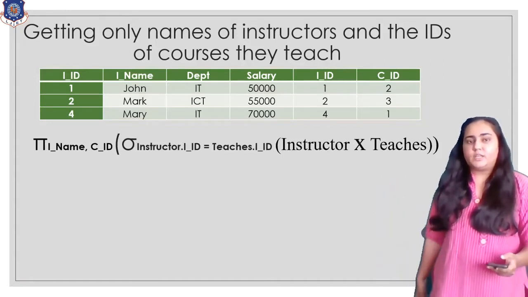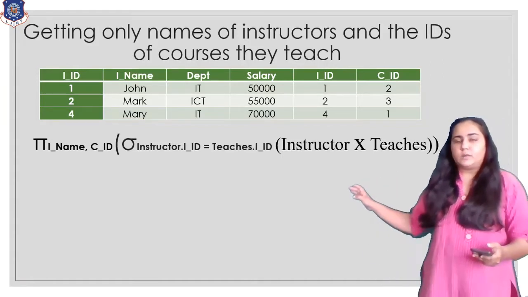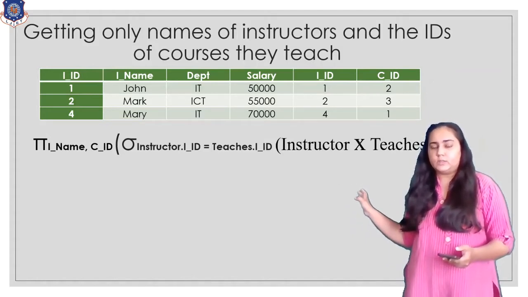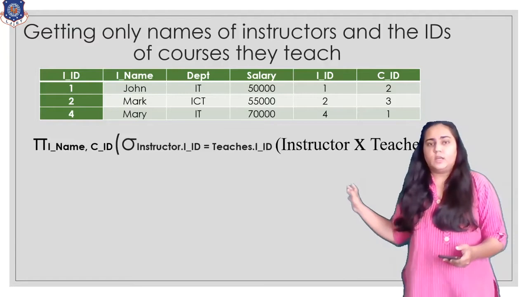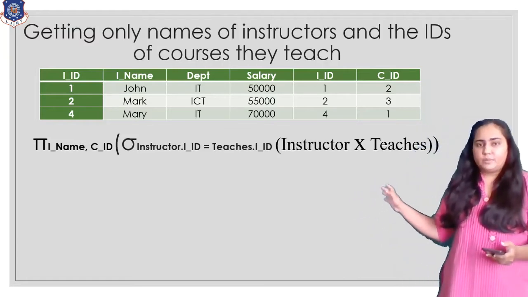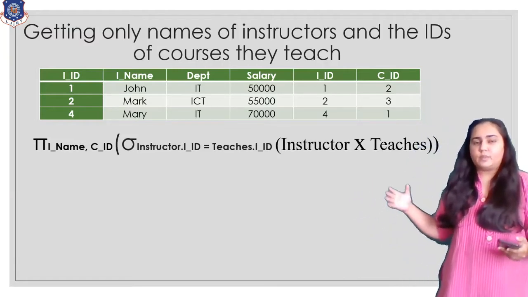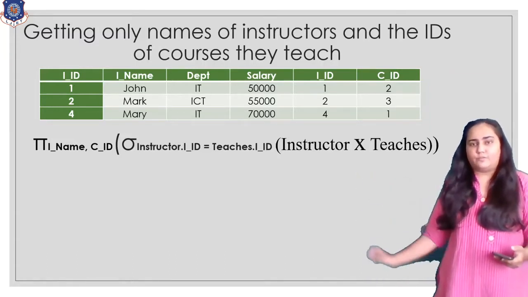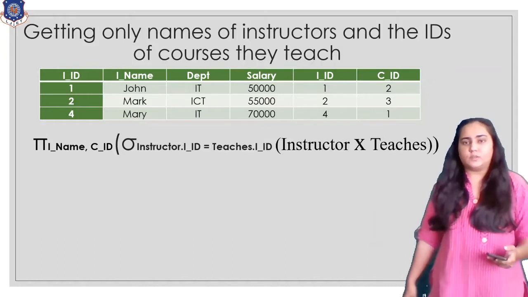On that, you have applied the condition of matching the ID of instructor with the ID of teaches, instructor ID of teaches. And if both are matching, you fetch that row, and then you apply the pi condition and fetch one column from it. So this is how your query looks like.